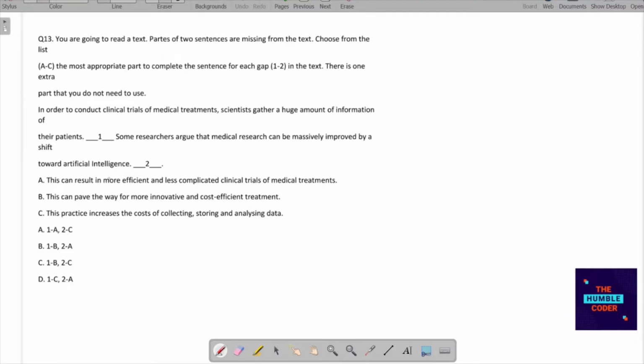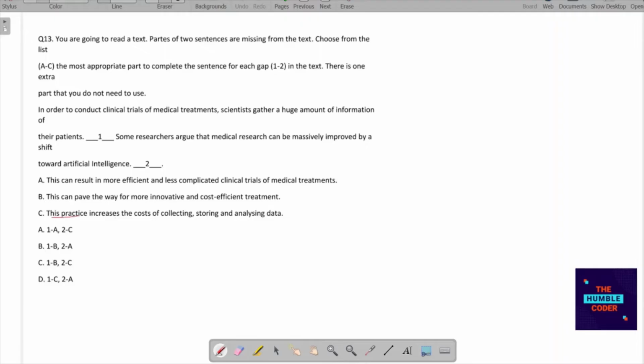This can result in more efficient and less complicated clinical trials of medical treatments. This can pave the way for more innovative and cost-efficient treatment. This practice increases the cost of collecting, storing, and analyzing data. Let's try to fill the first blank and then we will look for the second one. So, in order to conduct clinical trials of medical treatment, scientists gather a huge amount of information of their patients. This can result in more efficient and less complicated clinical trials of medical treatments. This can pave the way for more innovative and cost efficient. This practice increases the cost of collecting, storing, and analyzing data.